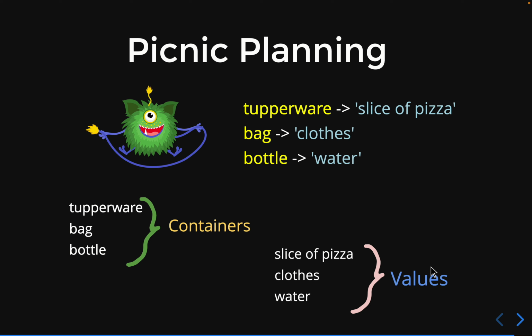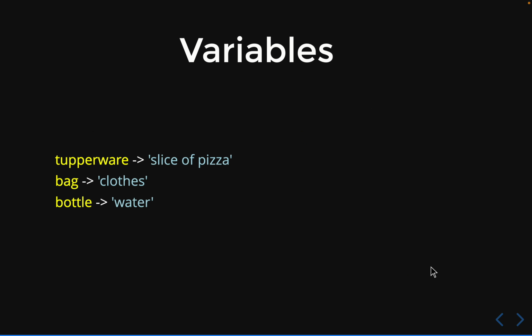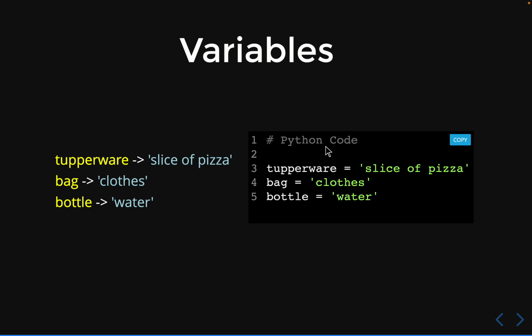Now let's try to see all of these things in the world of Python. So here we have three containers, Tupperware, bag and bottle. And we have three values, slice of pizza, clothes and water. So essentially what's happening is your containers are just like your variables, because your variables are going to hold some data. You can translate this concept in Python by typing like this.